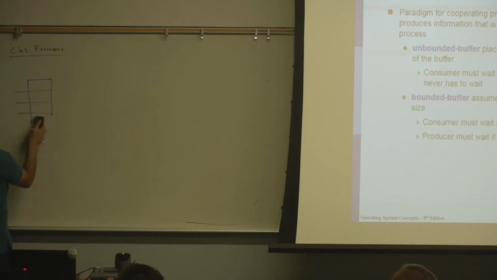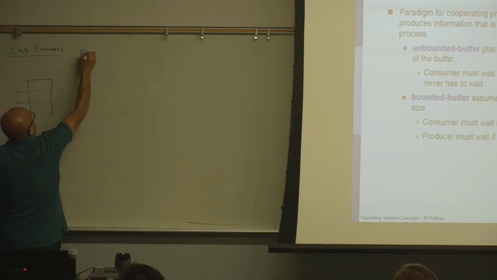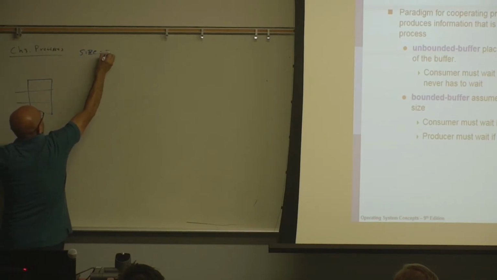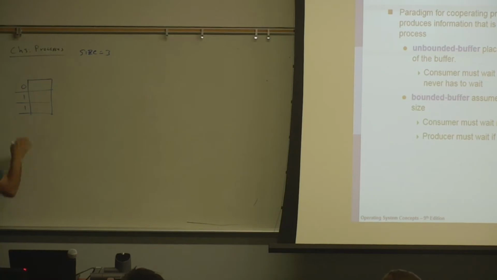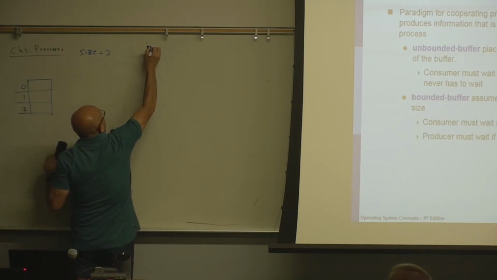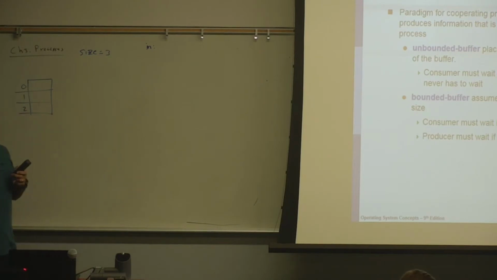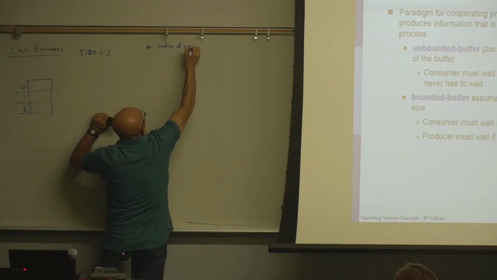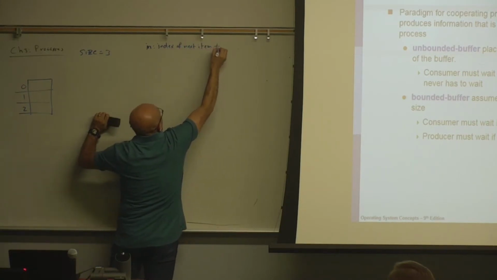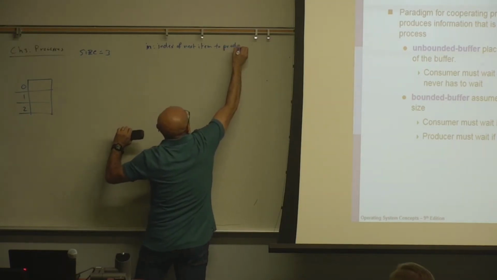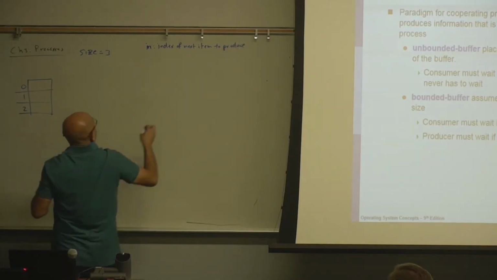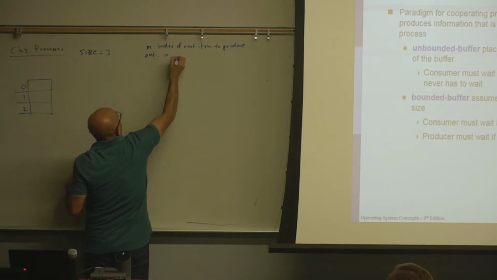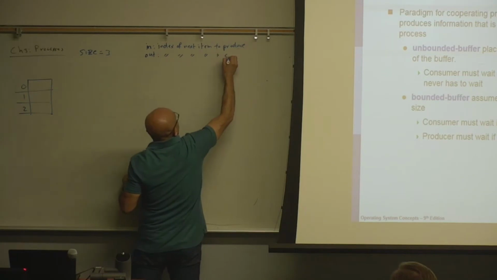Let's assume that the size is 3, so indices 0, 1, 2. And we will have 2 indices. Index in, which is the index of the next item to produce, and out, which is the index of the next item to consume.